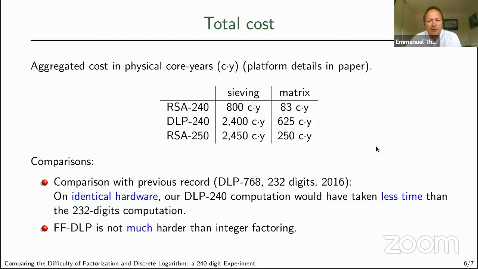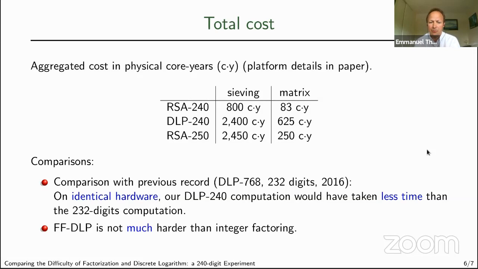If we do the total of the cost of the computation, we have for RSA-240 something which is in the whereabouts of 900 core years, and for DLP-240 something that is slightly above 3000 core years. So this tells us that we have a hardness ratio which is 3 point something, which is significant, but on the other hand, it is not as large as people tend to think. So it's something that we learn from this computation.